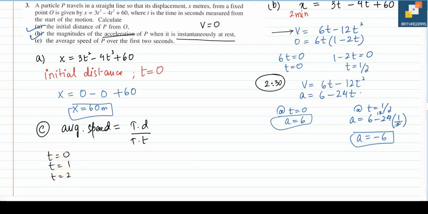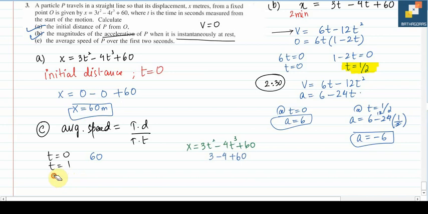Right, the distance equation is already given in the question, that is x equals to 3t square minus 4t cube plus 60. So when t is 0, the leftover part is 60. So when t is 0, distance is 60. When t is 1, I will place the value of t as 1 here. So it's 3 minus 4 plus 60, it's 59. Alright. But before that, we have one more special value, that is 1 upon 2. So we are going to incorporate this value as well.